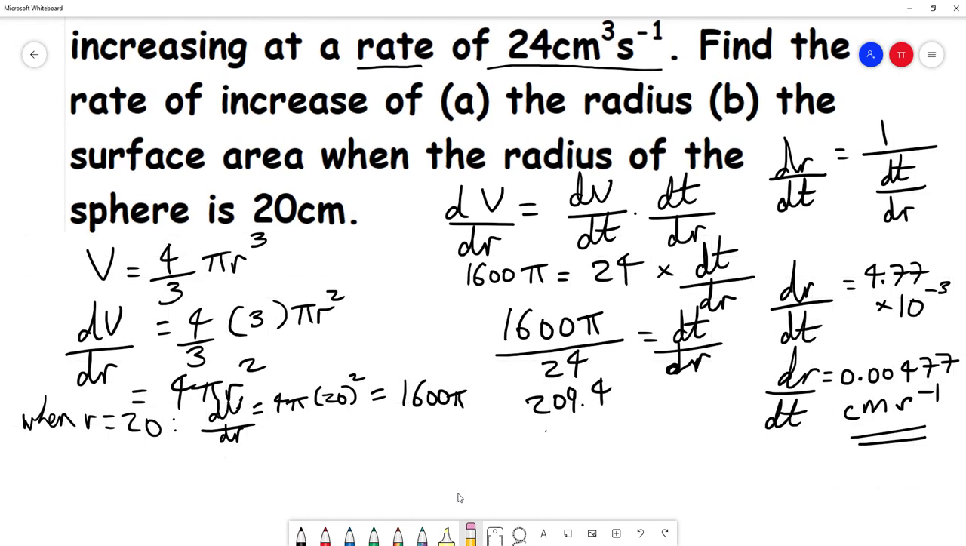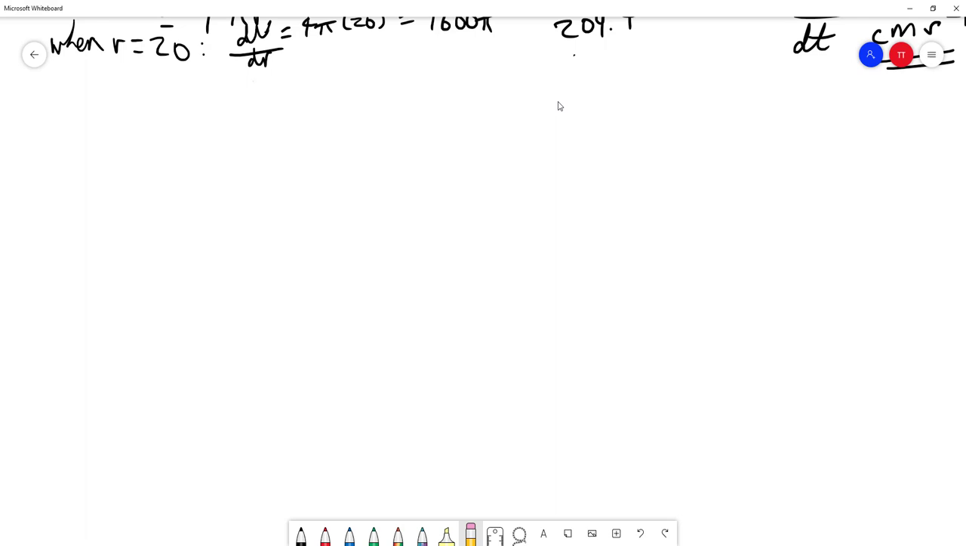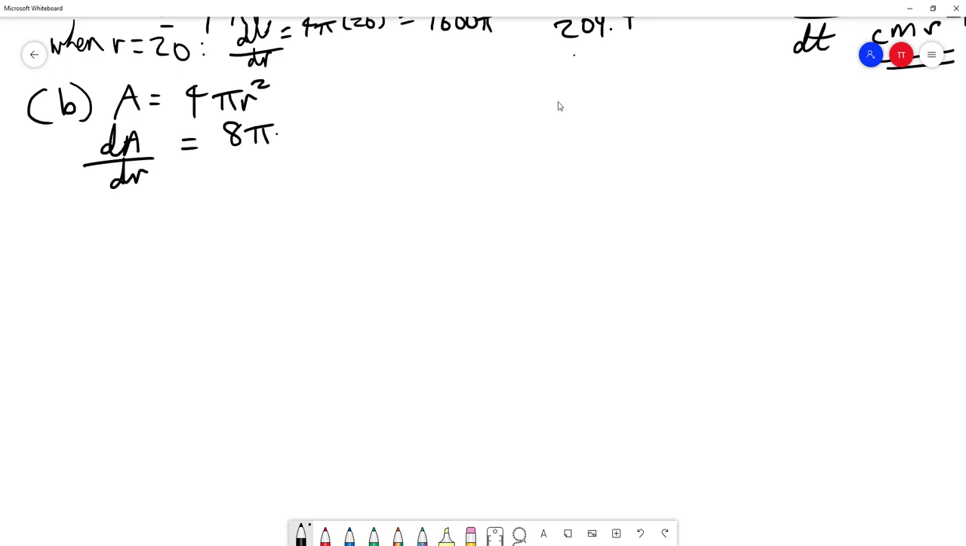Now for part B, it says to find the rate of increase of the surface area when the radius of the sphere is 20 centimeters. So we're going to write down the surface area of a sphere, which is 4 pi r squared. Differentiate this to give me dA by dr is 8 pi r. We know that r is 20, so dA by dr is 8 pi times 20. That's 160 pi.